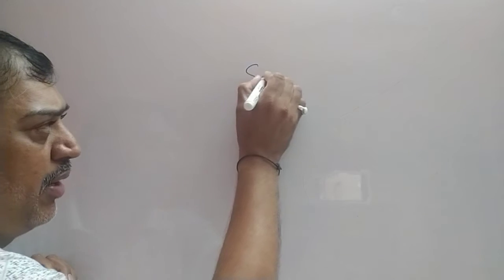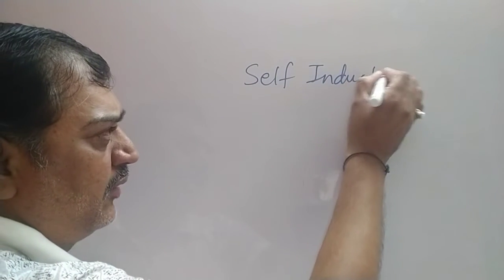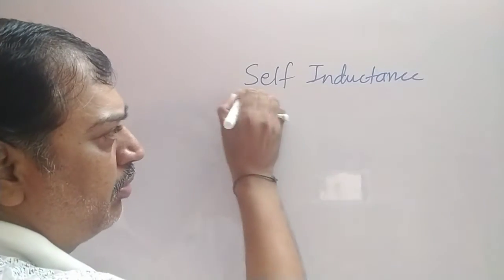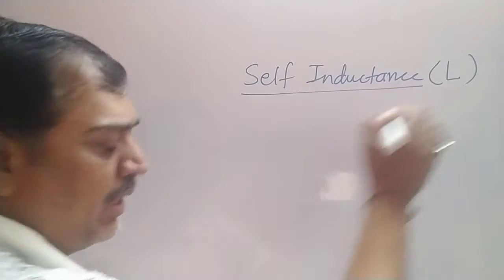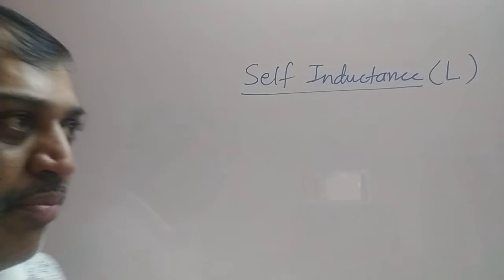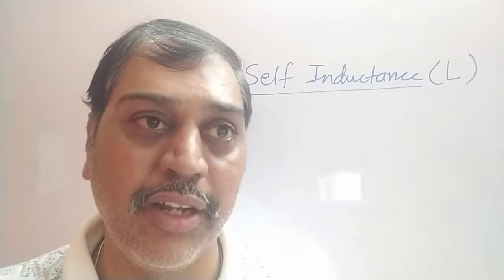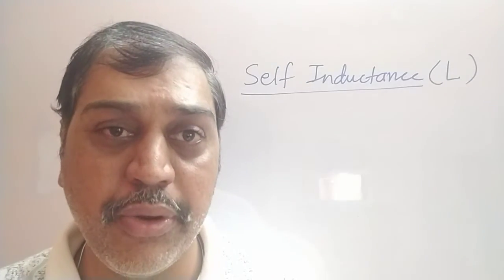Now let's go further. What we have to see is self-inductance. Self-inductance is one of the parameters, represented by capital L. Might be all of you have heard about self-respect: you must keep respect about yourself. That is said to be self-respect.